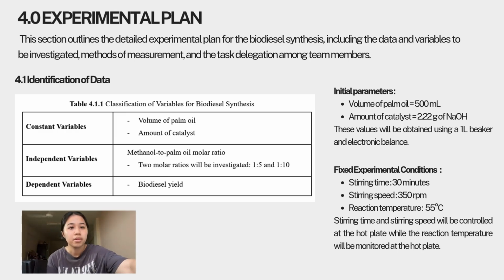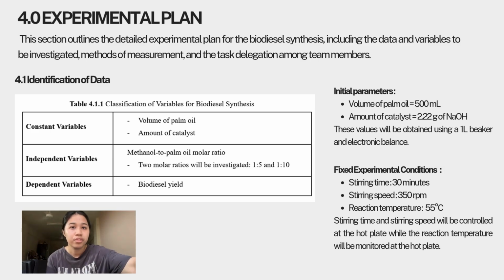So the initial parameters that we fix is volume of palm oil, which is 500 milliliter, and the amount of catalyst, which is 2.22 gram of NaOH. So this value will be obtained using a 1 liter beaker and electronic balance.